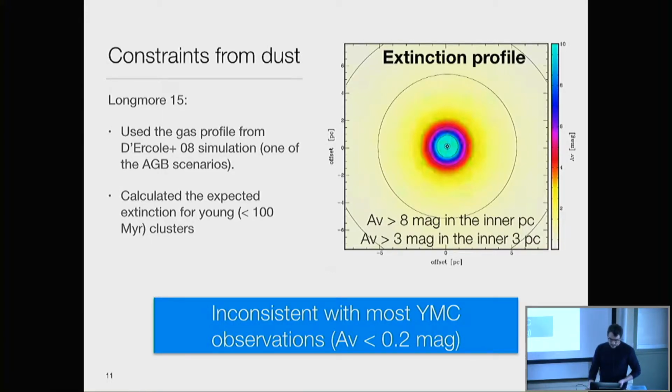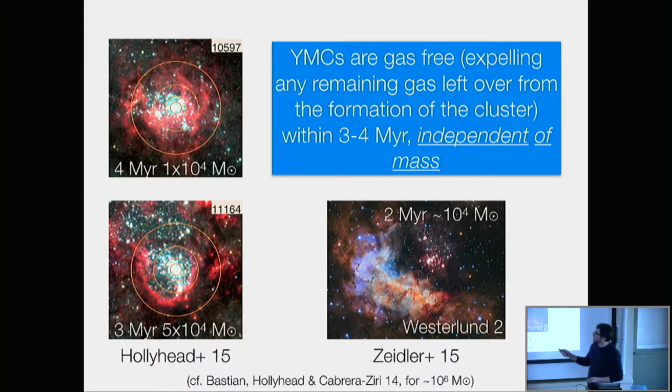So the thing seems to be that since very early ages, we're talking 4, 3 million years, 2 million years, all the clusters seem to expel all the gas that they were born with. So in these images, you're seeing H2 in red, and these are bubbles going away from these clusters. And you see that this is independent of the mass of the cluster. You see it here in these 10 to the 4 clusters.